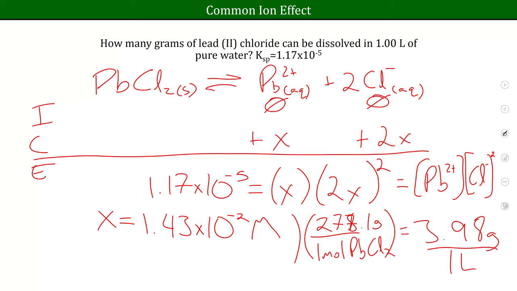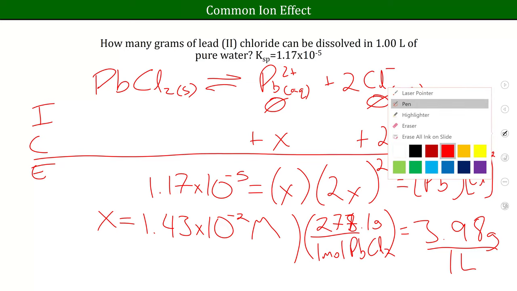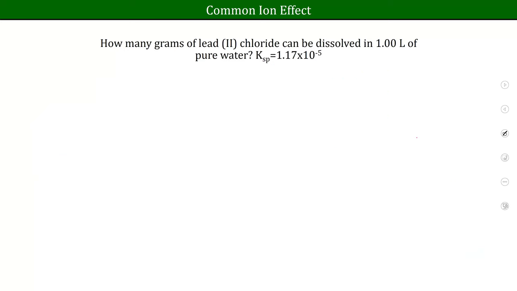This is one of the reasons this is a really interesting topic, because of what I hinted at right before class. What if you started with a solution that was 0.1 molar NaCl instead of pure water? If you started with some amount of chloride in there. Let's start by writing out the ICE table. It's still the same reaction here.